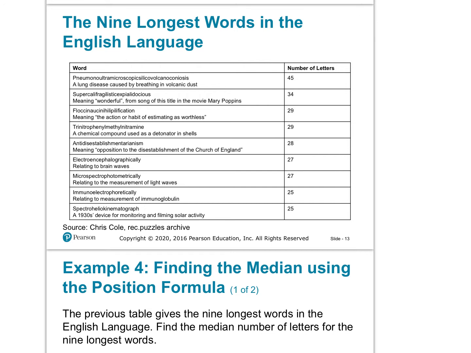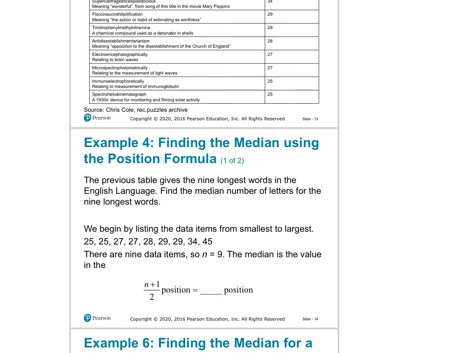So what it gives us is the numbers. So we're just looking at the numbers of letters in each of the words. So we have 45, 34, 29, 29, 28, 27, 27, 25, and 25. So we're going to put those in order, just the numbers.